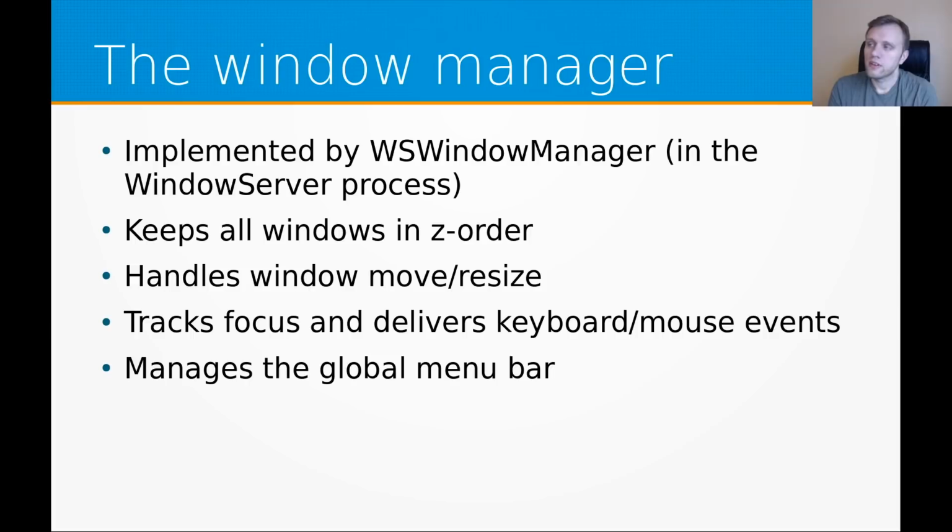Now, the window manager is an object that's called WSWindowManager, and it lives in the WindowServer process. The job of the window manager is to keep track of all the windows, manage the Z order, and manage all of the rects and the titles and all that stuff. And it tracks which window has focus, and then it figures out, when a mouse or keyboard event comes in, which window it is for, stuff like that. And it also manages the global menu bar, which is the menu at the top of the screen, as well as the system menu, which is the leftmost menu that's always present, no matter which app is running.